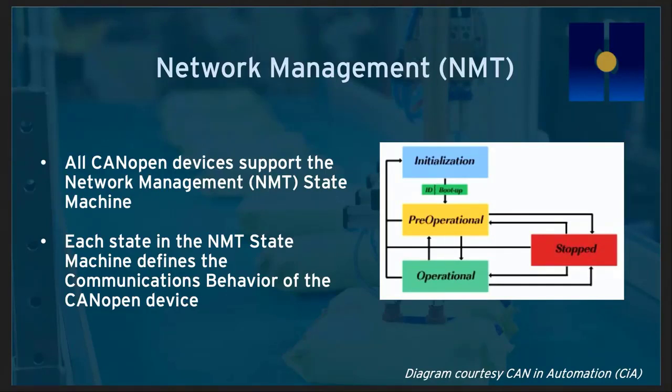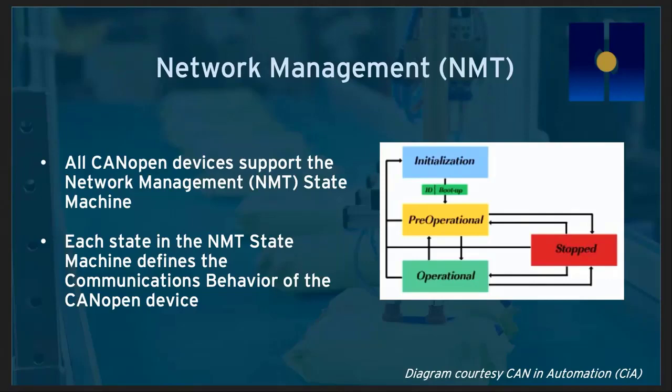Now let's talk about some other elements of CANopen. One is network management. All CANopen devices have to support the network management state machine, and that's the diagram you see over there to the right. In that state machine, you'll see 4 different states, and we'll go through those in a second. But it really defines the communication behavior of the CANopen device when the device is in that state.